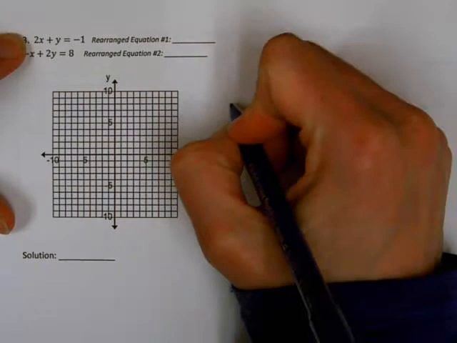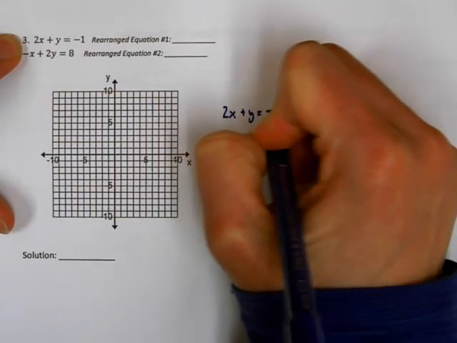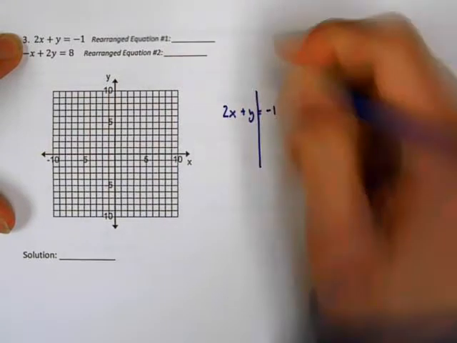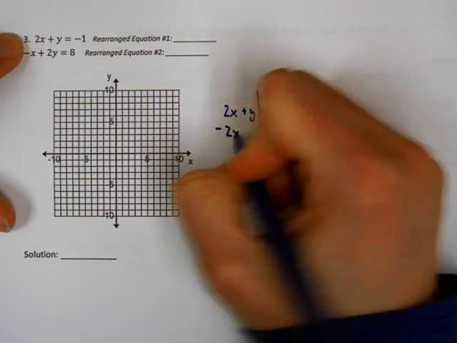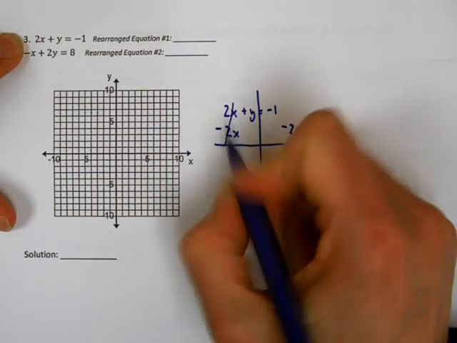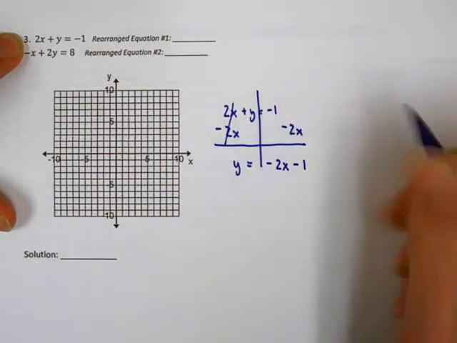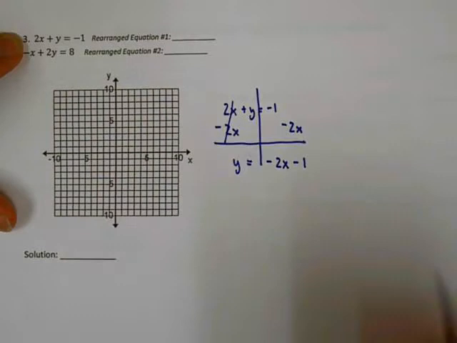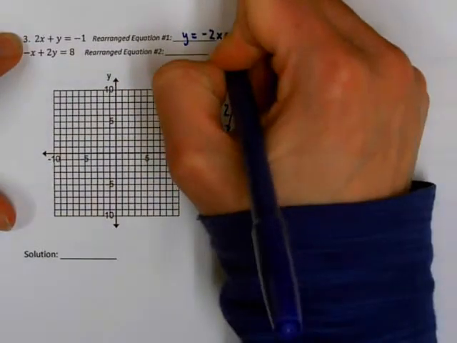I'm actually going to use the space over here. 2x plus y equals negative 1. I know I need to get y by itself. So I'm going to subtract 2x from both sides. And I'm going to get y equals negative 2x minus 1. That's my rearranged equation.